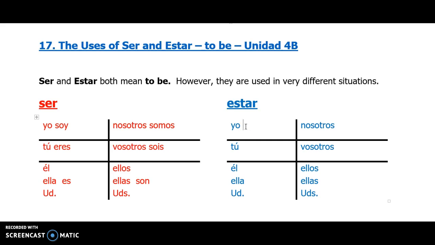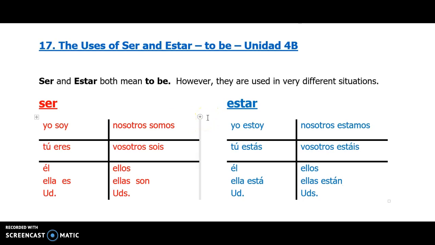The yo form of estar, same idea. Yo estoy. Whoops. That's not estoy. Let's put a Y on there. So much better. Right? Tú uses estás. Cheated there a little bit. Él, ella, and usted use está. Nosotros, no accent mark over that A, estamos. However, vosotros does have that accent mark. Estáis. Ellos, ellas, and ustedes are going to use están. So both ser and estar are irregular verbs, both have their own conjugations.